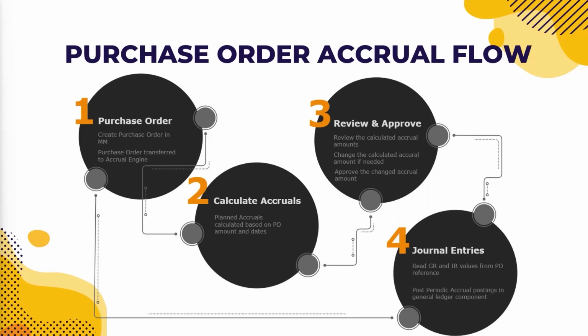The first step is that the data is captured from the purchase order that is created in the module by ME21N. If the account assignment category is satisfied based on the configuration in the accrual engine, then that particular line item is captured in the accrual engine.